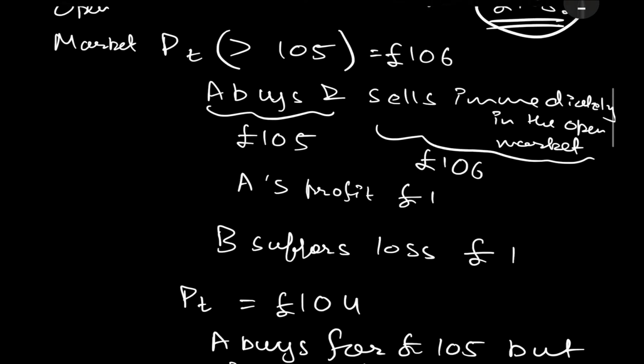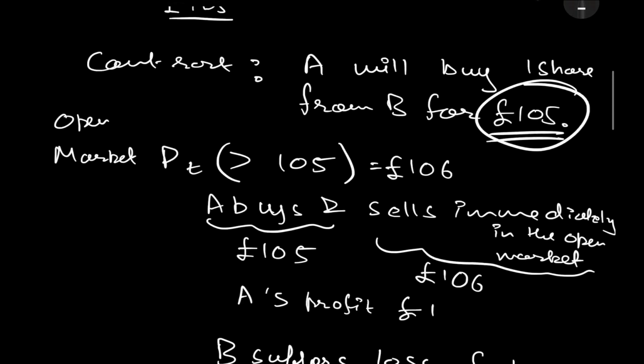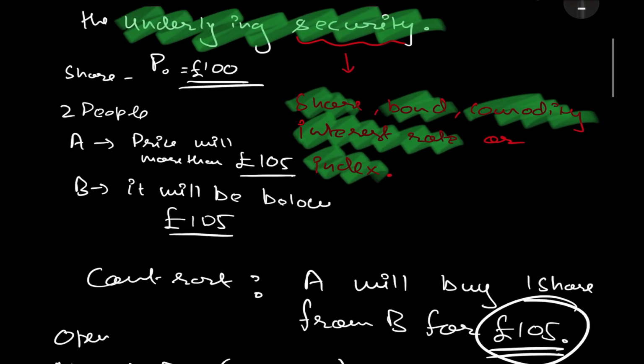Whenever the price goes higher than the contracted price, it's the buyer who benefits. Whenever the price goes lower than the contracted price, it's the seller who benefits. So that is how it works, and this is a forward contract here. And futures are very similar. They are just exchange traded.